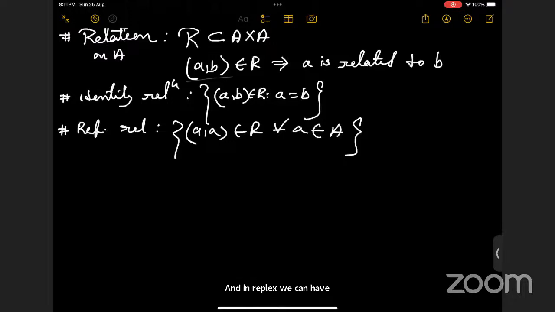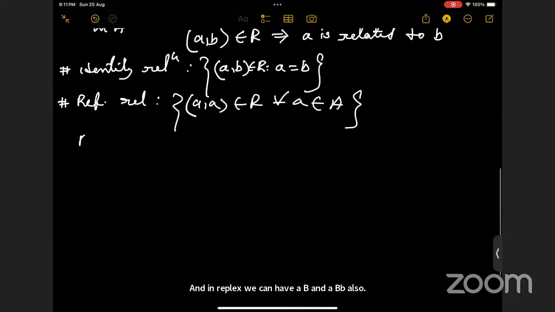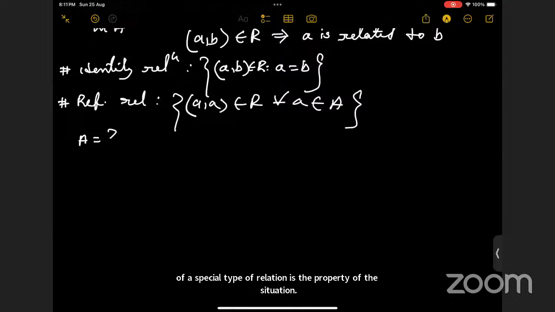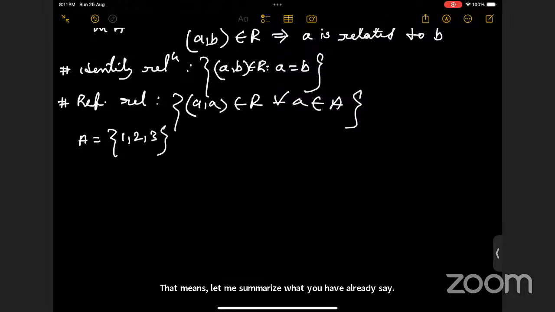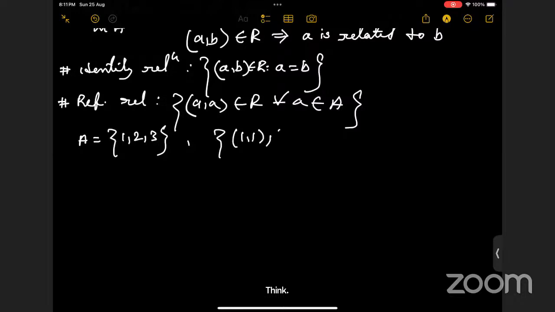Right. Identity relation is a special type of relation, where reflexive relation is a property of that relation. Let me summarize what you have already said. If we have a set A = {1, 2, 3}, then we can define a relation like that.